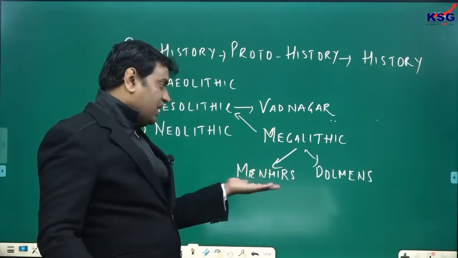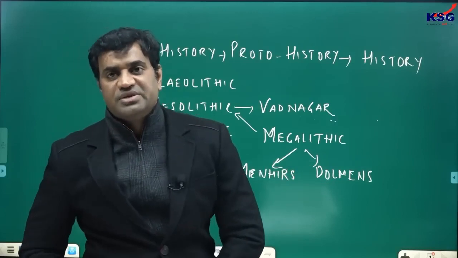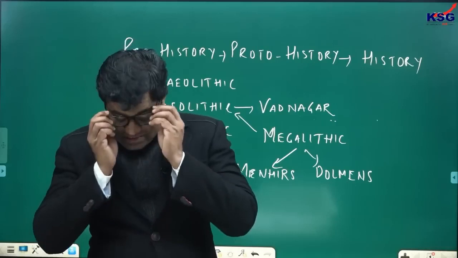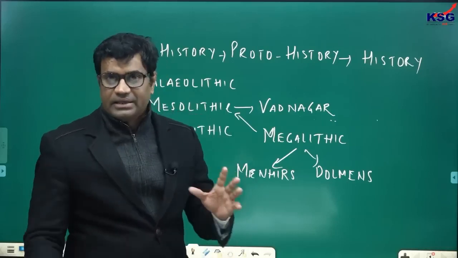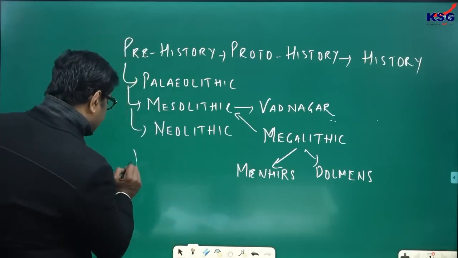As far as menhirs and dolmens are concerned, the maximum number of them has been found in the present state of Karnataka, and the largest megalithic site or megalithic structure which has been found in Karnataka is known as Hirebenakal.